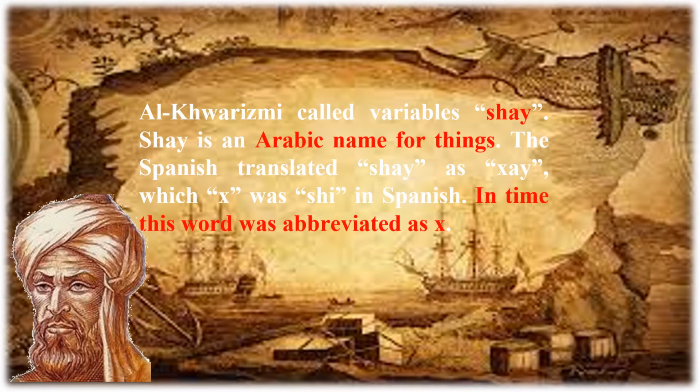Al-Khwarizmi called variables shay. Shay is an Arabic name for things. The Spanish translated shay as shy, which was she in Spanish. In time, this word was abbreviated as X.